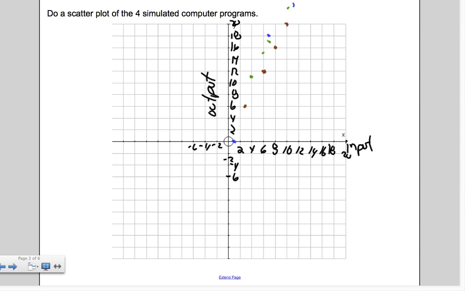Right there. And 3, 6. So another point right here. 3, 6 got hit twice. Interesting. Getting the hang of this?